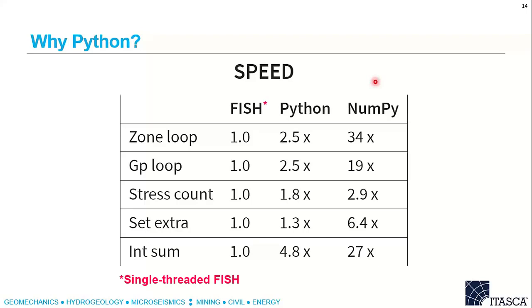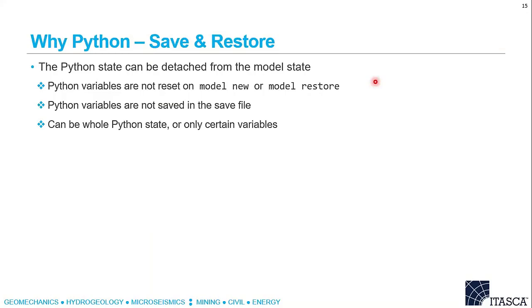Another really powerful thing about the Python interpreter is its save and restore functionality. Within Itasca software, when you either create a new model or restore an old one, the Fish interpreter is reset to that old state. However, with Python, the entire Python state can be detached from the actual model, which means that Python variables and functions aren't reset and aren't saved in the whole save file. And this can be the entire Python state or only certain variables and functions.